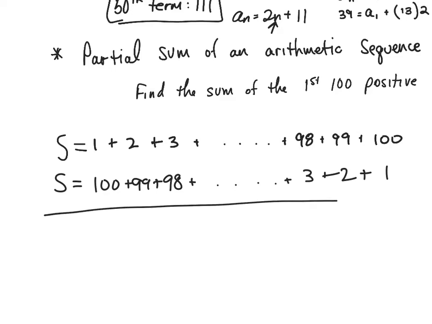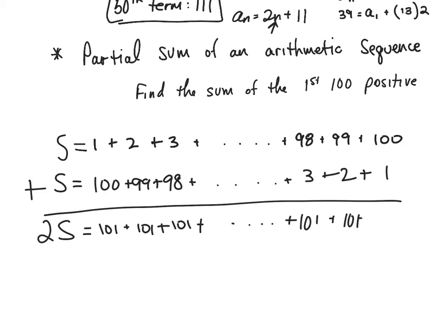So you said, all right, what is this going to be? If we added this now, we have 2s equals 101 plus 101 plus 101 plus, and then over here, 101, 101 plus 101.